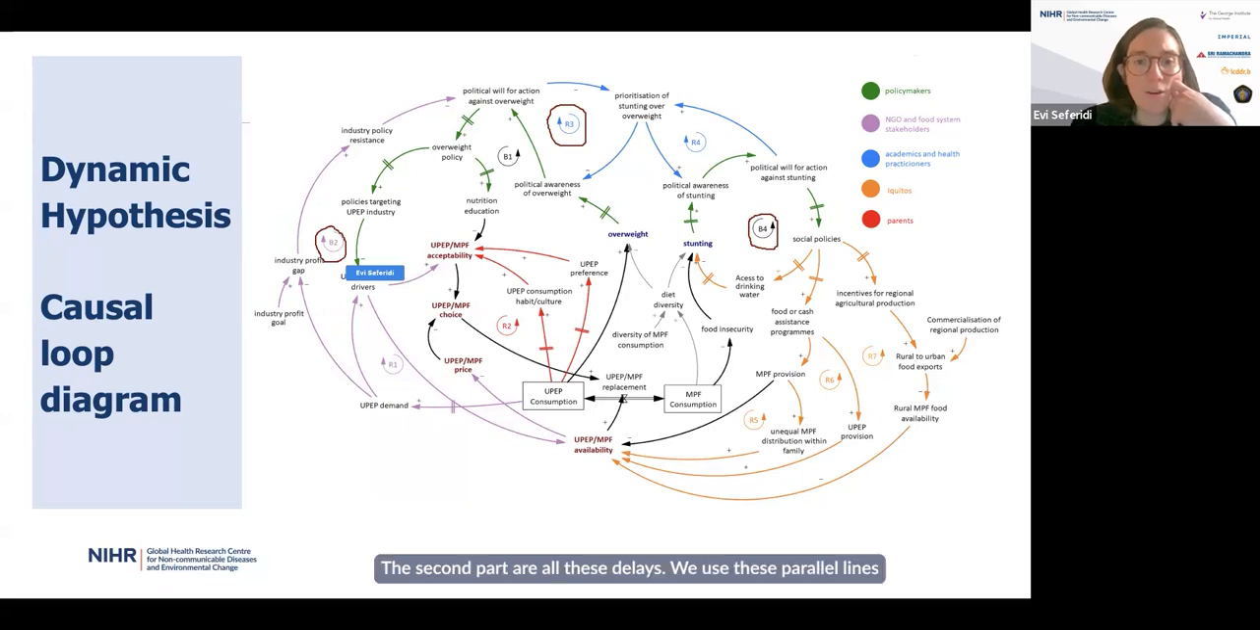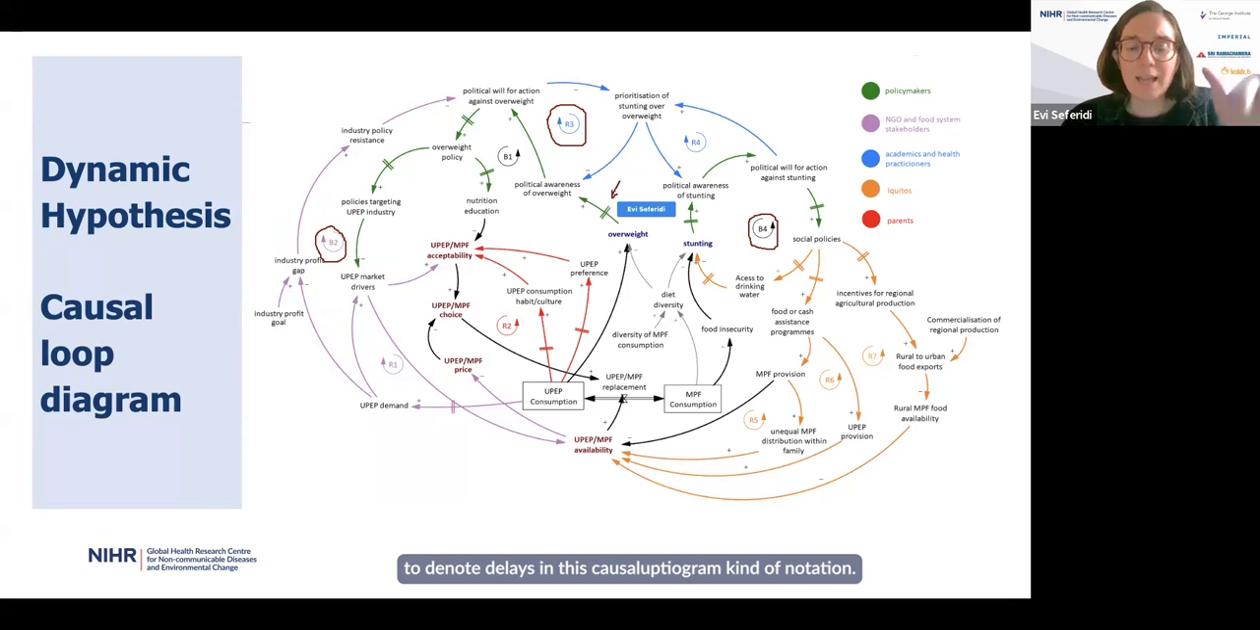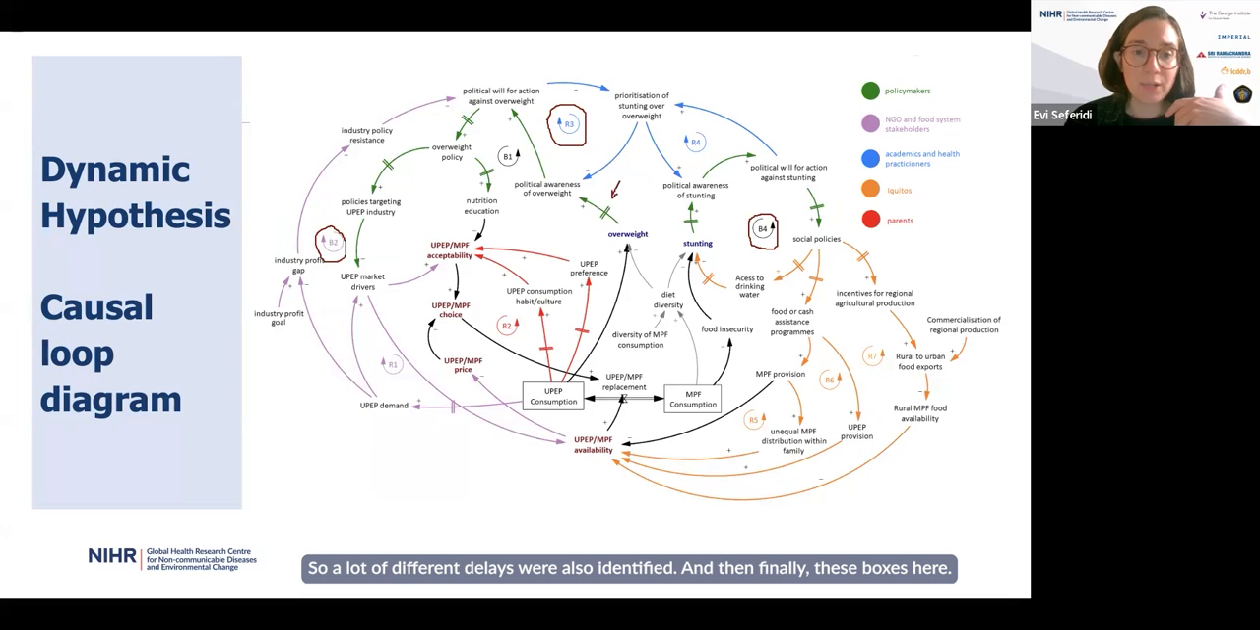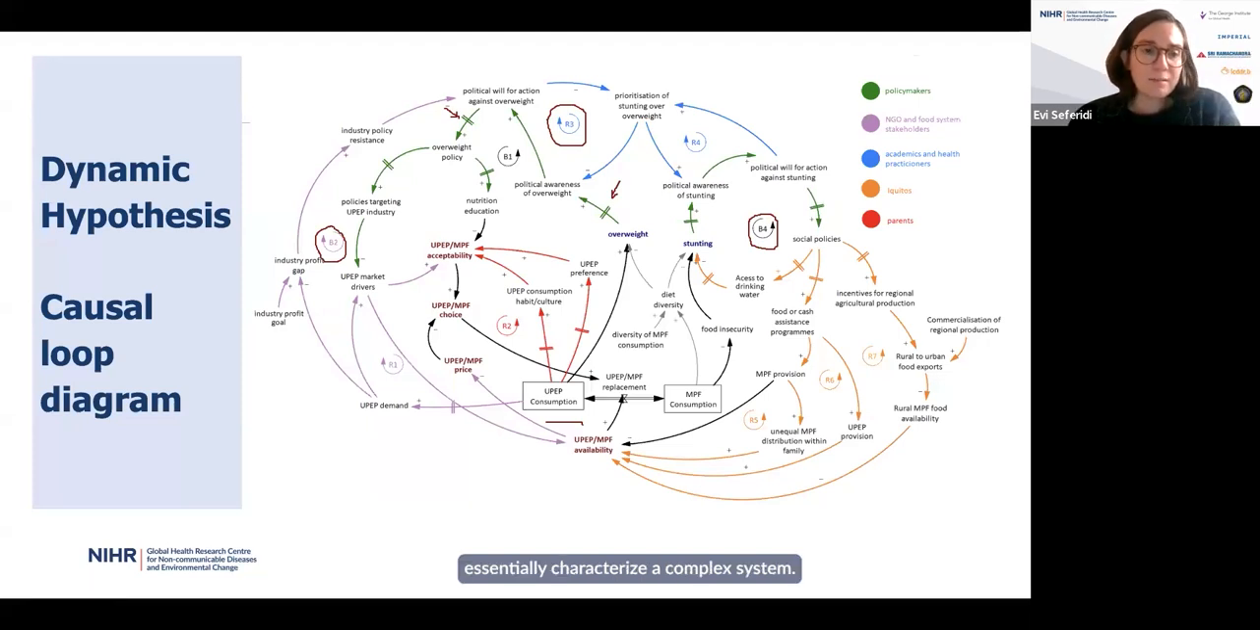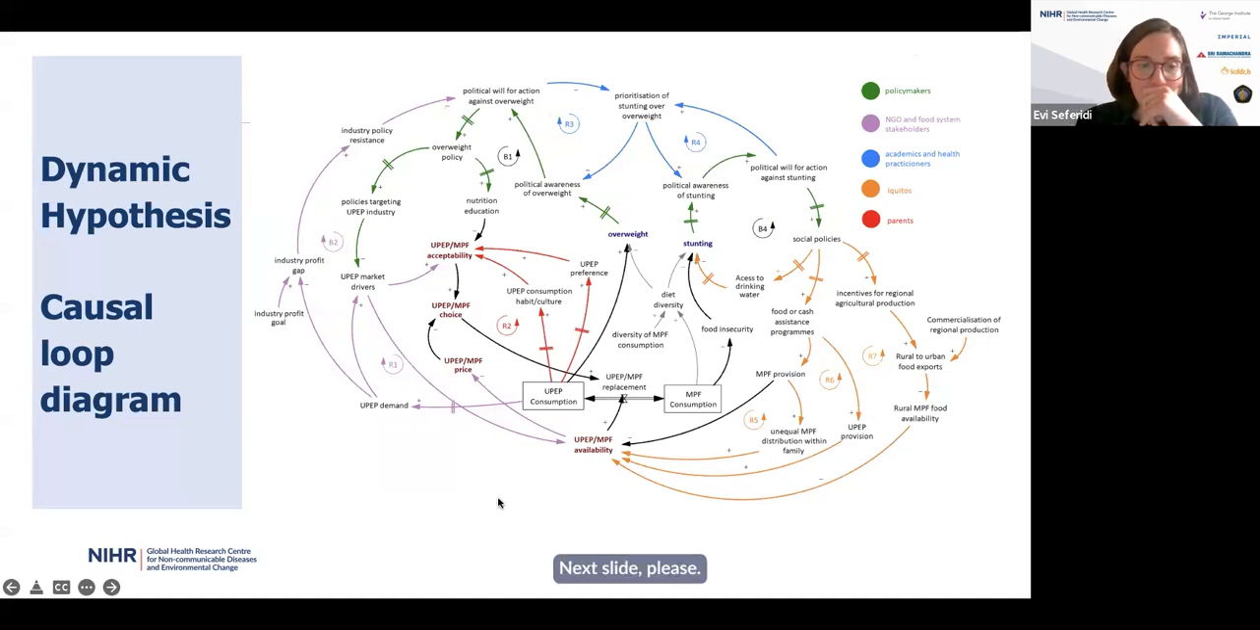The second part are all these delays. We use these parallel lines to denote delays in this causal loop diagram notation. So a lot of different delays were also identified. And then finally, these boxes here are what we use to show accumulations. And in this case, it's accumulations of consumption habit. So why we know that this is a complex system is because it has all these different characteristics that essentially characterize a complex system. Right. Next slide, please.